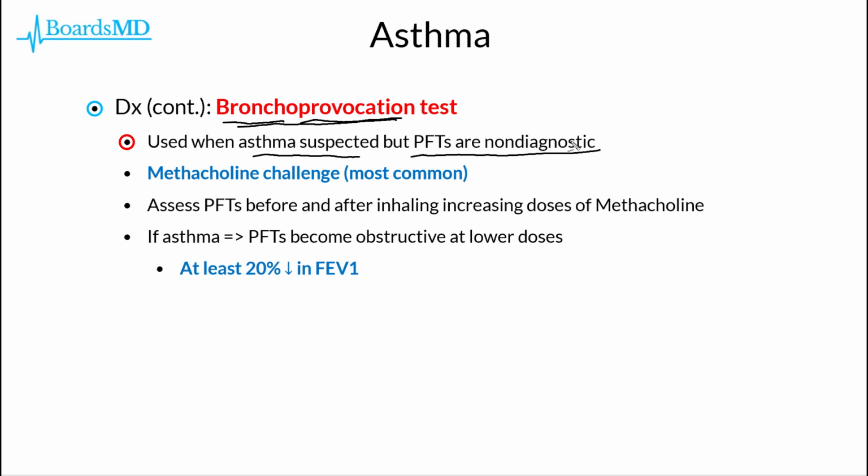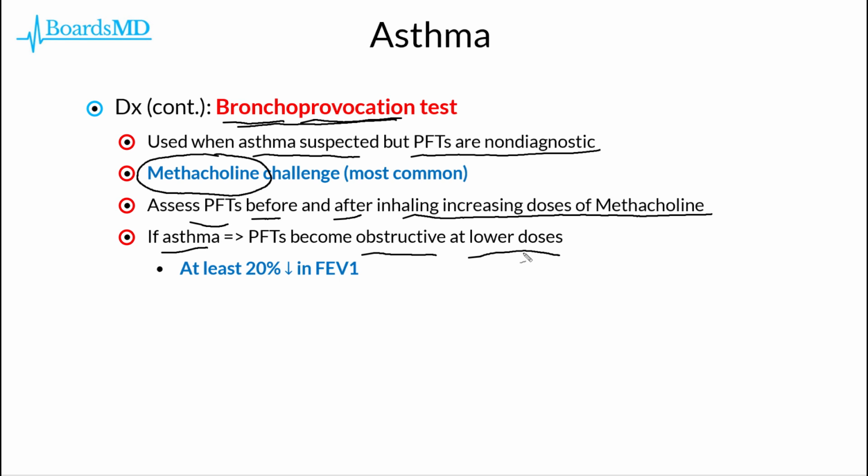The most common way of performing bronchoprovocation testing is with the use of a methacholine challenge, methacholine being a cholinergic agent, which leads to bronchoconstriction. In a methacholine challenge, we are able to assess the patient's PFTs before and after inhaling increasing doses of methacholine. And as would be suspected in the case of asthmatic patients, the pulmonary function tests are going to become more obstructive in terms of their pattern at lower doses compared to normal patients. Additionally, if there is at least a 20% decrease in the FEV1 in response to the methacholine challenge, then this is considered to be diagnostic for asthma.